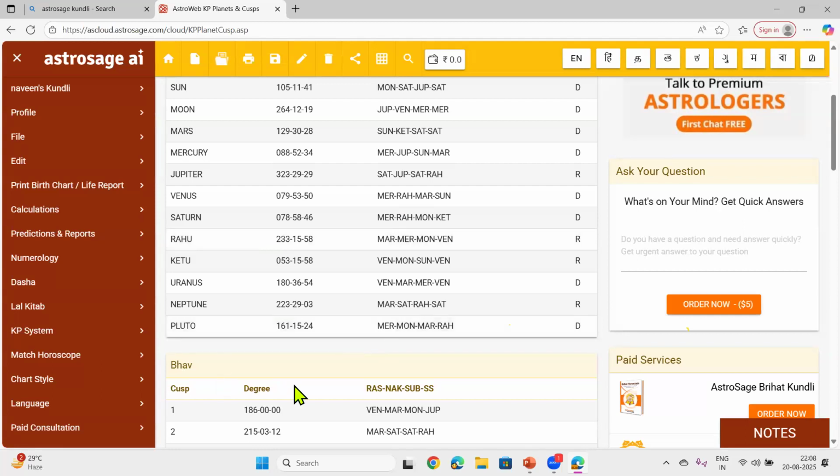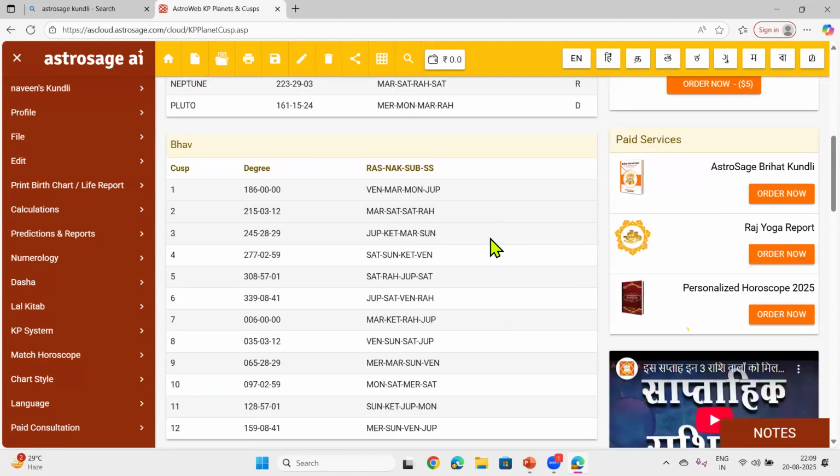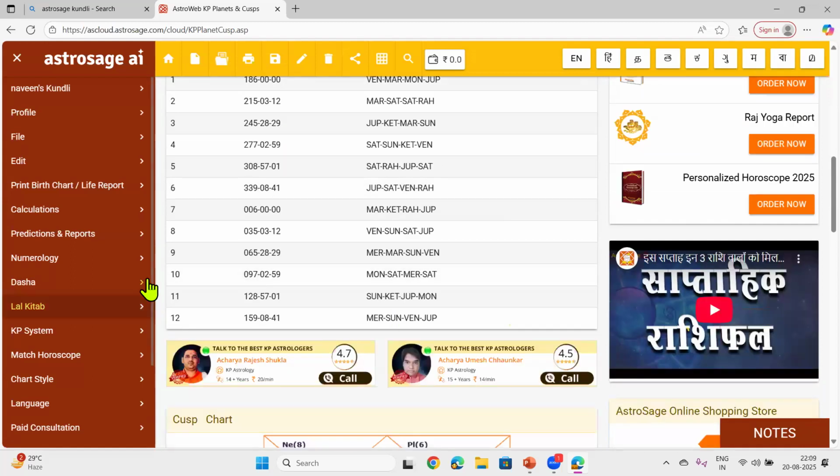Who was the sublord of this 12th house? Venus was the sublord. So what was the dasa? Jupiter, Mercury and Rahu. So see whether they are there or not. Jupiter, Mercury and Rahu must be coming at the nakshatra level. In the 6th, Saturn is there, and in the 12th, Sun is there.